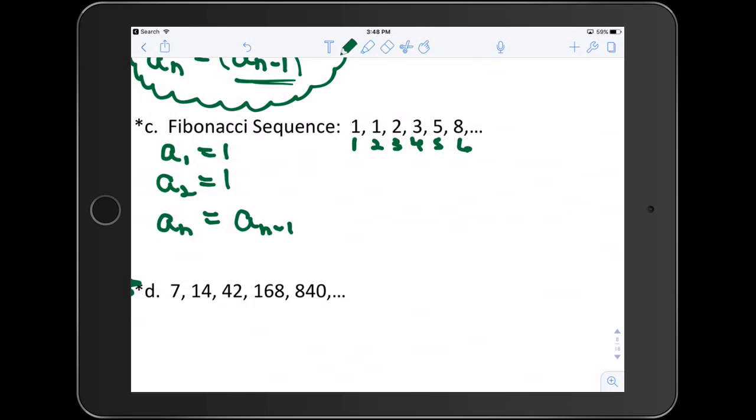And add that to the previous term from that, a sub n minus 2. So this is the previous term. This is 2 terms before the one that you're referring to. So if we're focusing on this one right here, a sub n minus 1 is this one, and a sub n minus 2 is this one, 2 terms before the one that we're focusing on. So it's taking 1 plus 1 to give us the circled value right there.